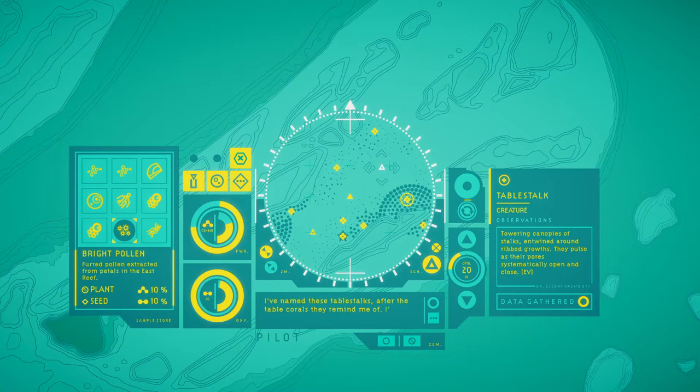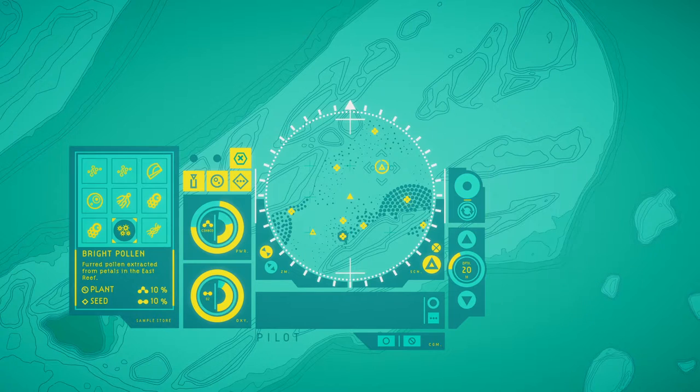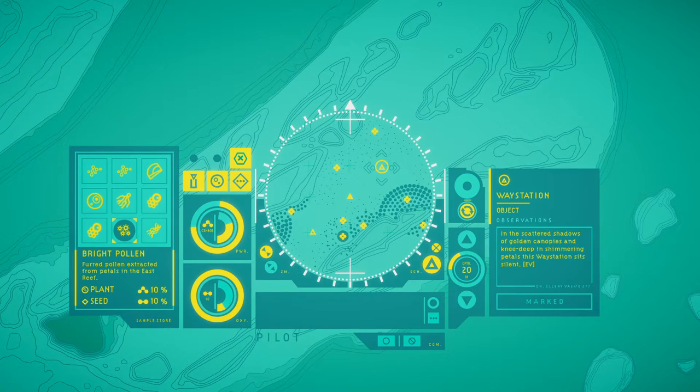I've named these table stalks after the table corals they remind me of, back when I was on the base. Towering canopies of stalks entwined around ribbed growths. They pulse as their pores systematically open and close. In the scattered shadows of golden canopies and knee-deep in shimmering petals, this way station sits silent.